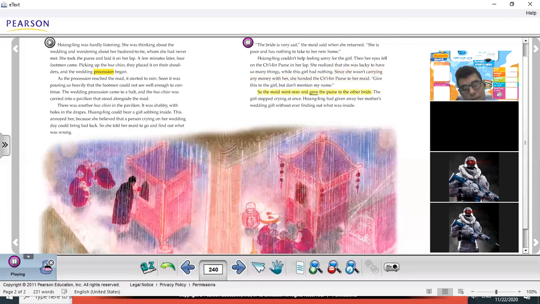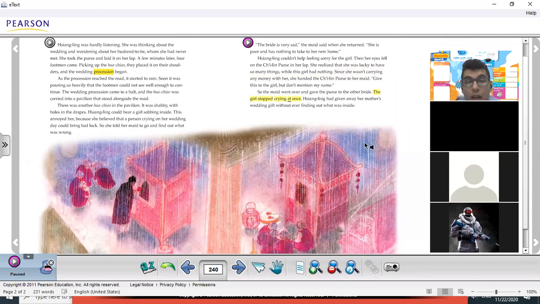So the maid went over and gave the purse to the other bride. The girl stopped crying at once. Sang Ling had given away her mother's wedding gift without ever finding out what was inside. What was inside? I have a question here. Sang Ling had stopped crying at once. Why do you think that the girl stopped crying at once? Because she is happy, because she is married.